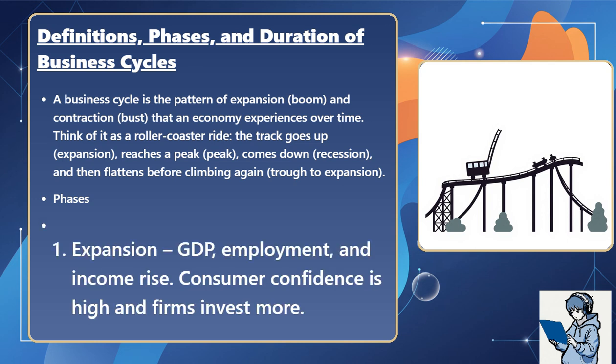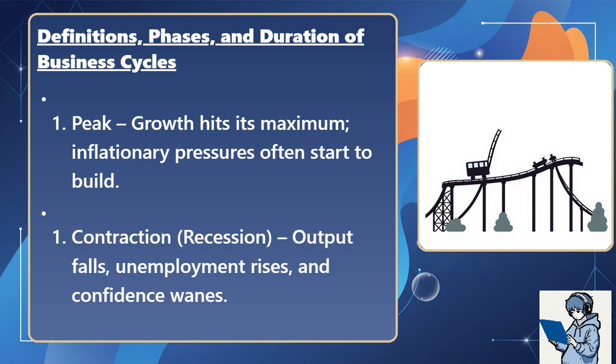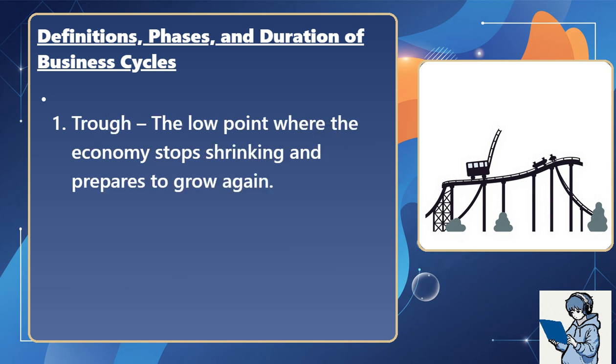Phases. Expansion: GDP, employment, and income rise. Consumer confidence is high and firms invest more. Peak: growth hits its maximum, and inflationary pressures often start to build. Contraction, or recession: output falls, unemployment rises, and confidence wanes. Trough: the low point where the economy stops shrinking and prepares to grow again.